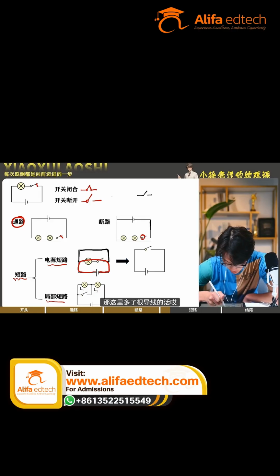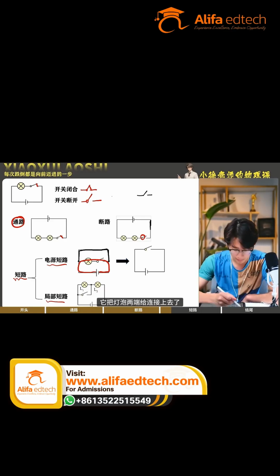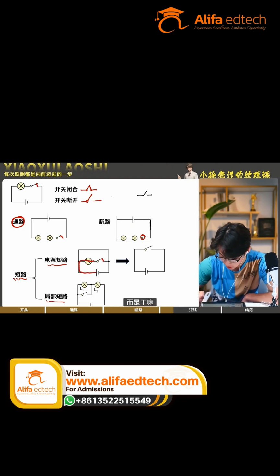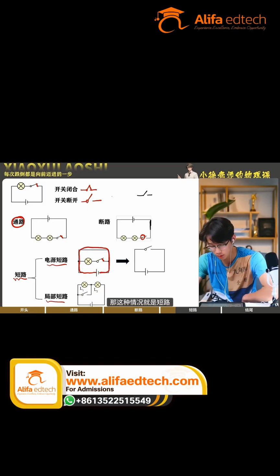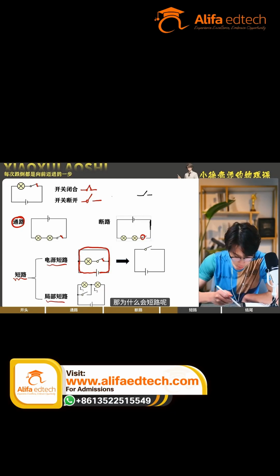So what is a short circuit? A short circuit is in this situation. The current connects like this, but here there's an extra wire. If there's an extra wire here, it connects both ends of the bulb. So if that's the case, when this switch closes, current won't flow through the bulb. Instead, it goes through the wire, directly back to the negative pole. This situation is a short circuit. A power short circuit will burn out the power supply.